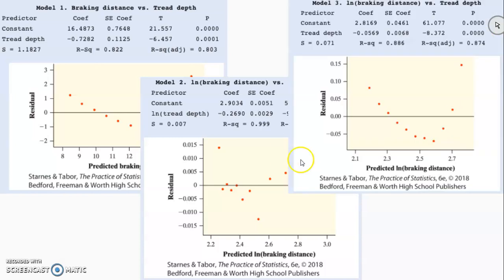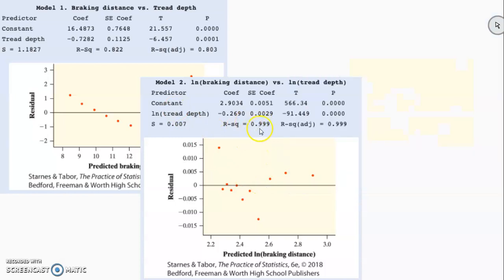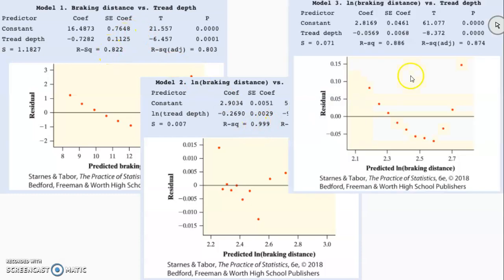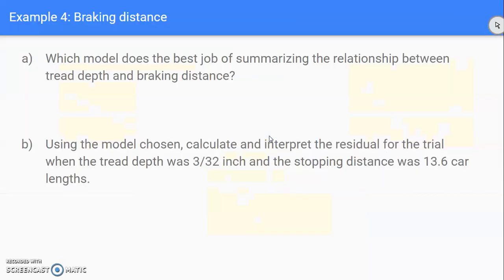Now, if we had 2 residual plots that looked very, very similar, what I would want to look at then is the R-squared value. I can kind of see this one's 0.822, this one's 0.999, that one's 0.886. So even the R-squared is telling me that this model 2 is the best one.